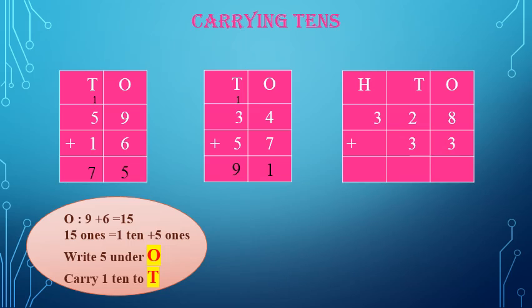328 plus 33. Take out your 3 fingers. Count after 8. 9, 10, 11. So write 1 under ones and 1 is carried over to the tens column. 3 plus 2 is equal to 5 and 5 plus 1 is equal to 6. And in hundreds column only 3 is there. So write 3 as it is. So what is your answer? 361.